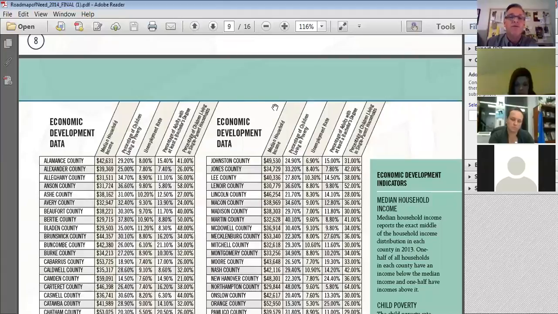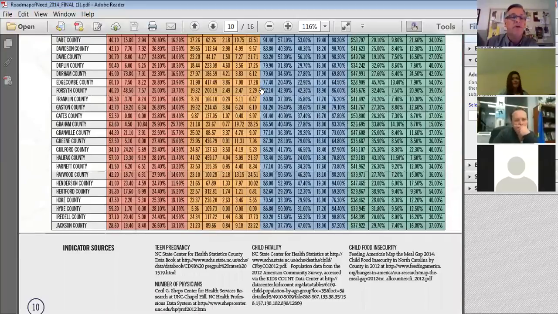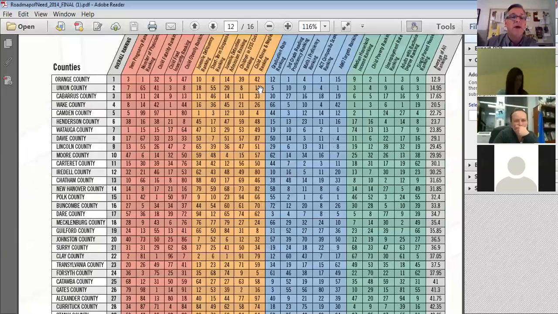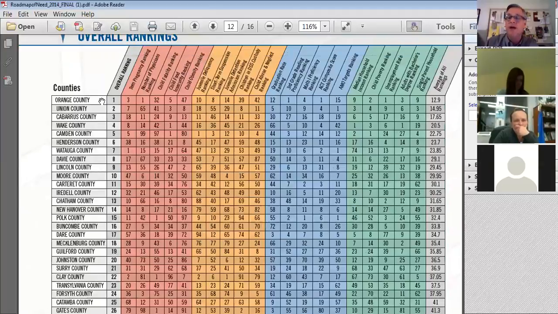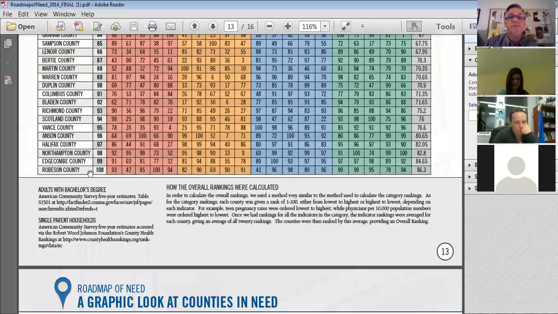Oh, here's what I was looking for. Here's an overall data of everything. And then I think they do a ranking. Yeah, overall ranking. So I want you to notice this. Orange County, remember what's in Orange County? Chapel Hill, right? Look at the last one. Robeson County, 4th quartile, highly impoverished, right?